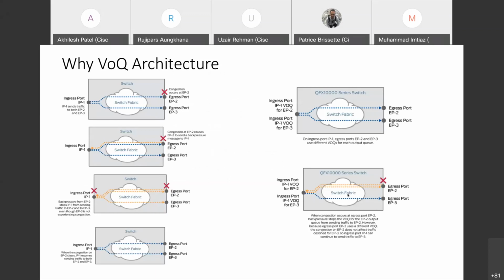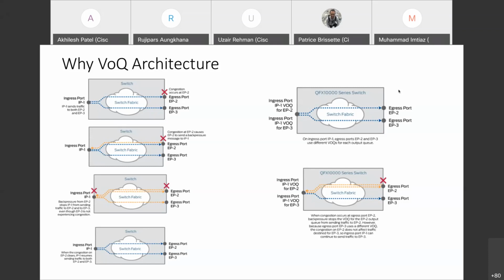So first of all, why VOQ architecture? Let's go through this slide real quickly, because I'm sure the VOQ architecture is not something new. In a legacy environment, if ingress port 1 is sending traffic to egress ports 2 and 3, and there is congestion on egress port 2, it would send a message to ingress port 1 to slow down, or send back pressure. Ingress port 1 will then start dropping packets regardless of whether they are destined for egress port 2 or 3. That's pretty straightforward.